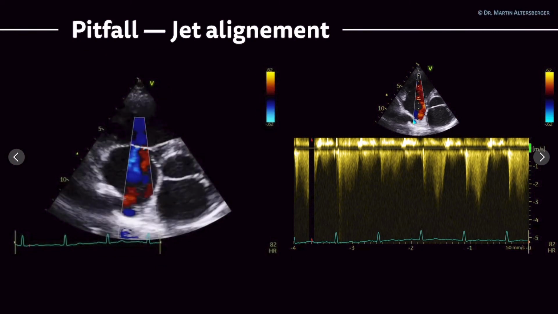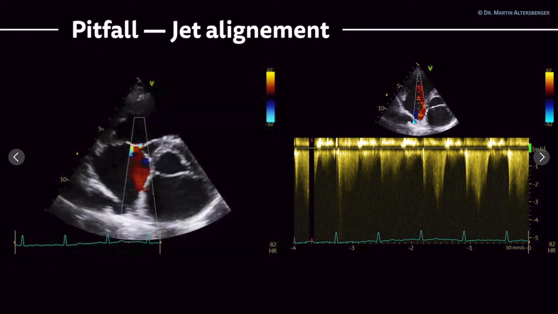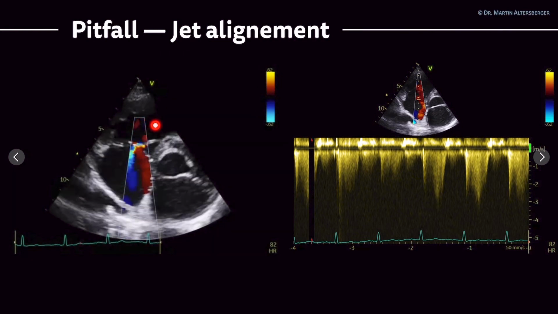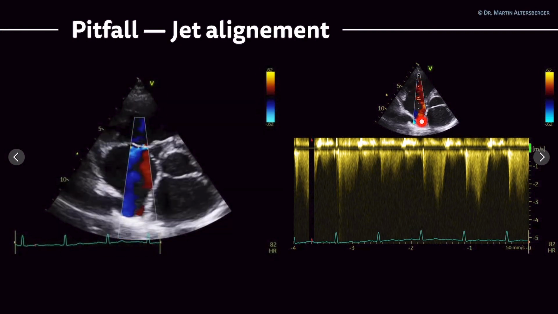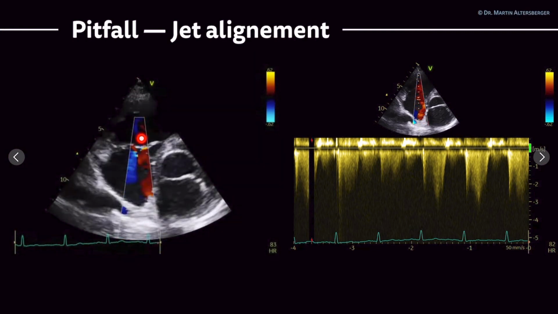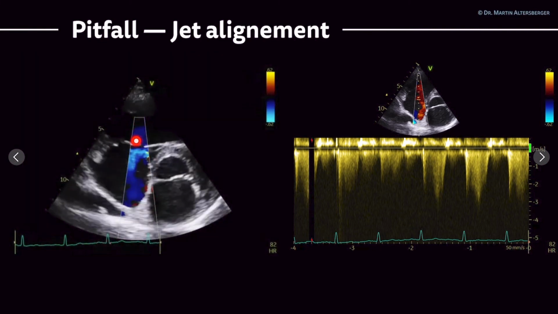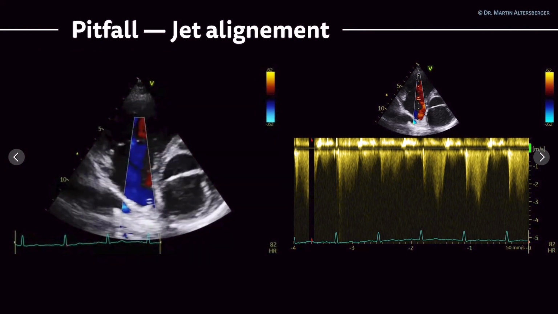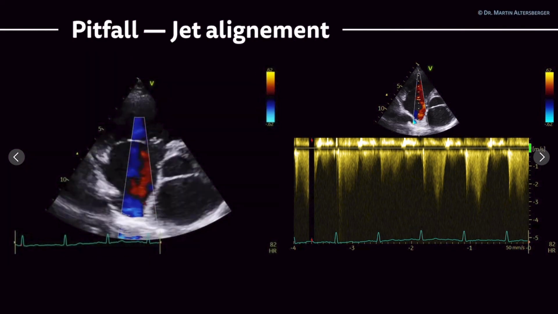A very important pitfall is that the jet has to be aligned optimally to perform continuous wave Doppler measurements. In this case, you see the tricuspid valve and the jet is a little bit eccentric. So with the continuous wave Doppler in this alignment, you can never measure the true peak velocity because you are not aligned properly. And this is also reflected in this signal, this is definitely not a good signal for the tricuspid valve.